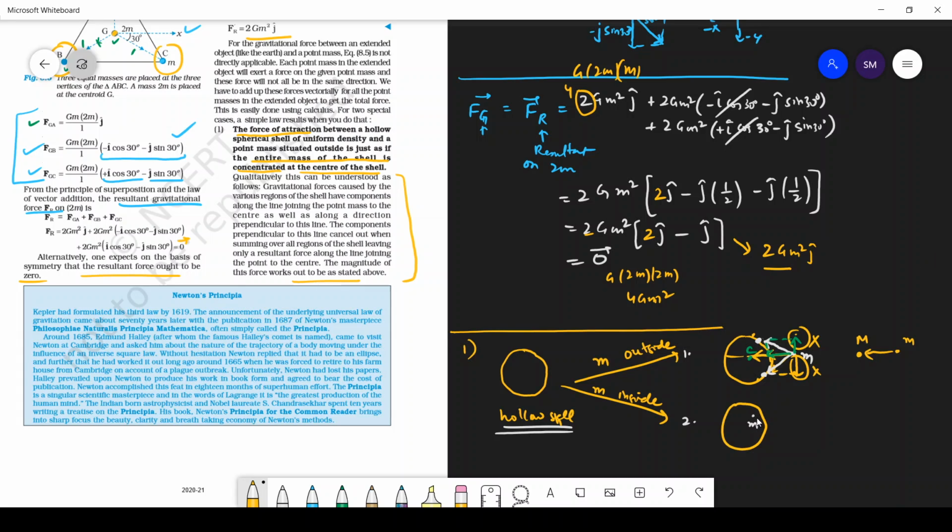Now if it is inside, again it will be symmetrical. Like I have a point over here, so it will pull it towards itself, so all this mass is being pulled by all the particles in all directions. If you add up all these forces using calculus, you will find that the net force on M is equal to 0 in this case. So the force on M is 0 if the mass is inside.